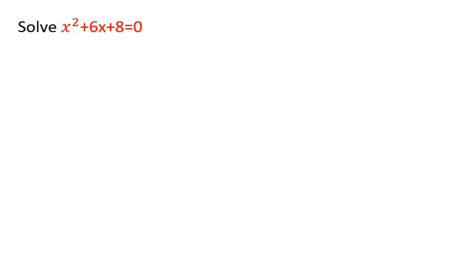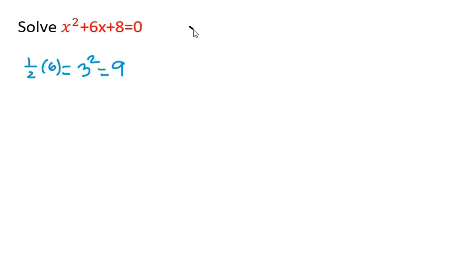X square plus 6x plus 8 is equal to 0. Okay, una, alamin muna natin kung perfect square nga ba ito. So, ano yung b natin? That is 6. So, ang kalahati ng 6 ay 6 divided by 2, that is 3. Then, square natin yung 3. 3 times 3, that is 9. So, hindi siya perfect square trinomial.